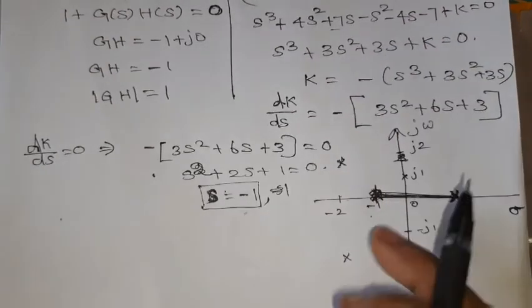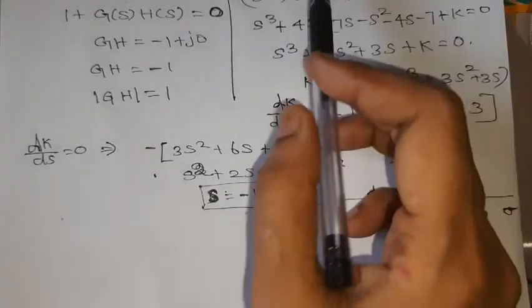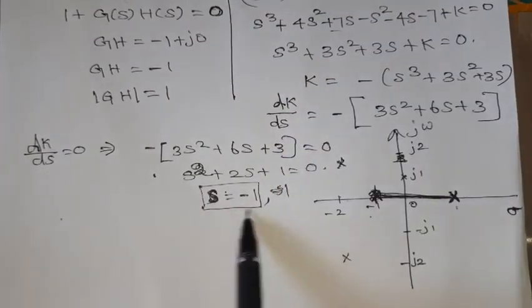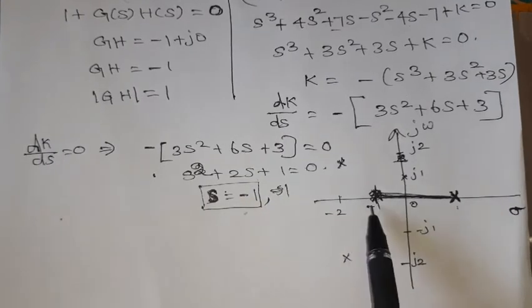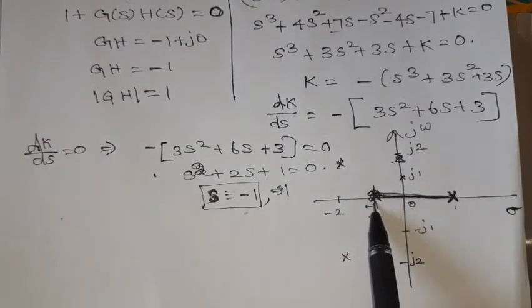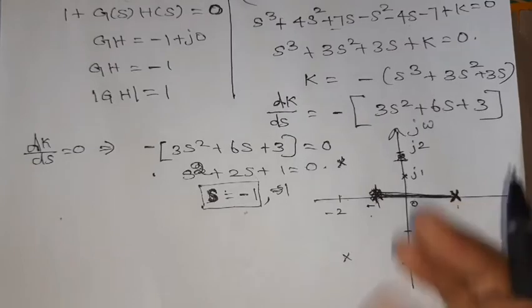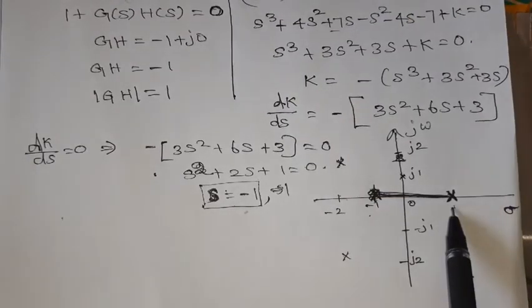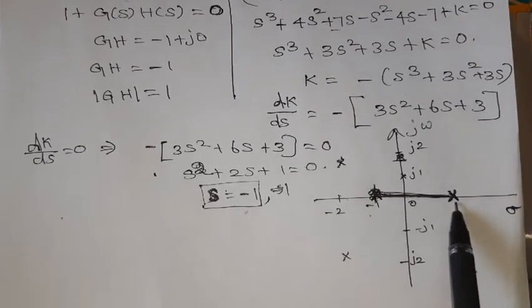Breakaway point should be odd. So here s is equal to 1 is 1 pole. Breakaway point is at s is equal to minus 1. When we are seeing at s is equal to minus 1, how many poles are on the right side? Right side is only 1 pole. So it is an odd number.